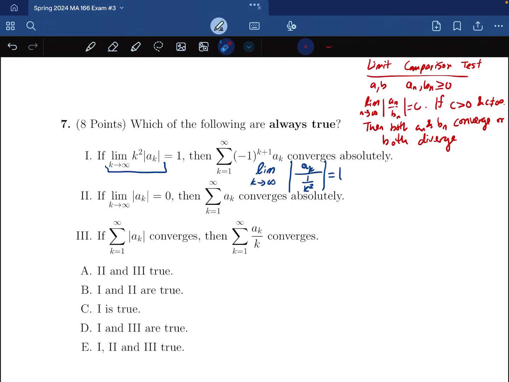So now I have something that looks very similar to the limit in the limit comparison test. And since it's equal to 1, that means that both a_k and 1 over k squared converge, or both diverge. However, we know that 1 over k squared converges by the p-test.